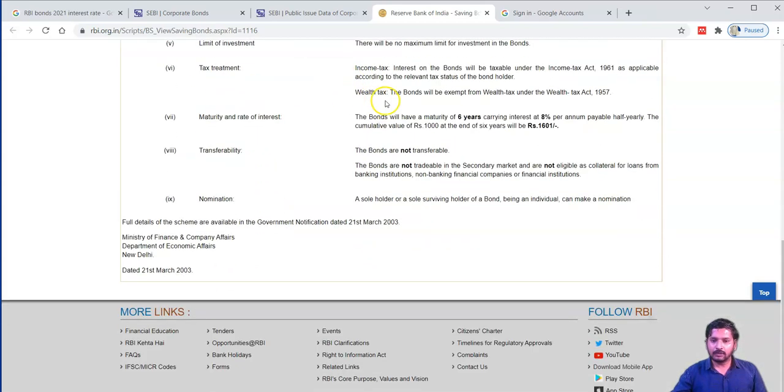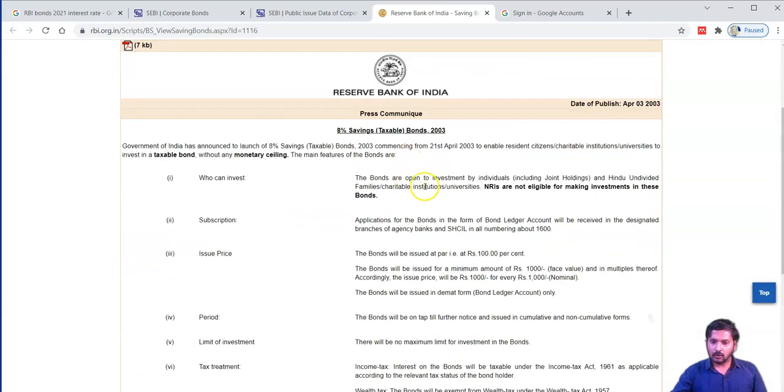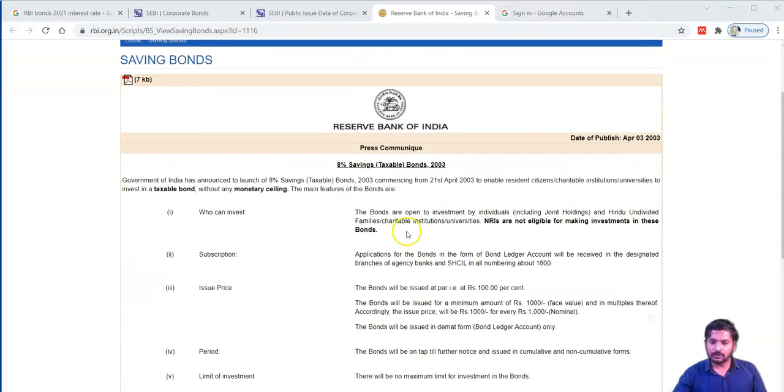So when we say who can invest, the bonds are open to investment by individuals, institutions or universities. Here it has been clearly mentioned that NRIs, non-resident Indians, are not eligible for making investment in these bonds. So every bond has its own conditions or features which are given by the issuer. Here the issuer is the GOI, the Government of India. RBI is an issuer acting on behalf of the government.